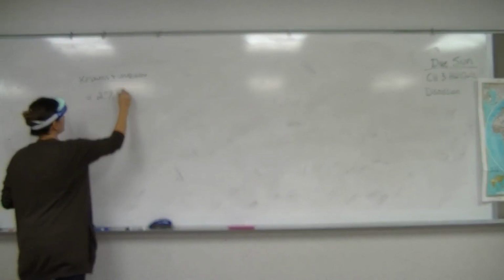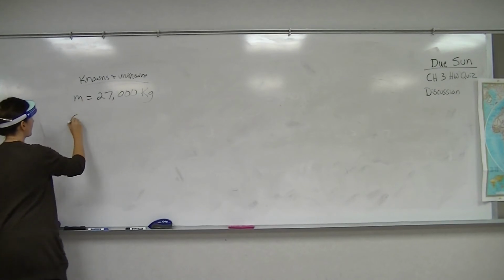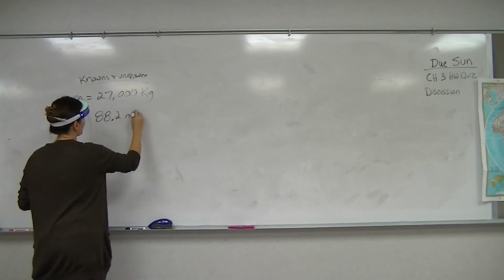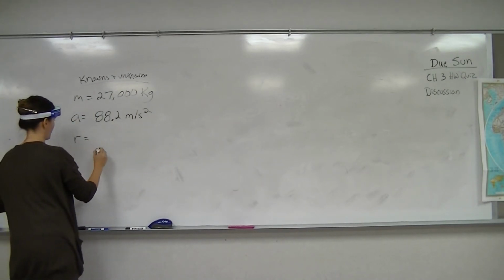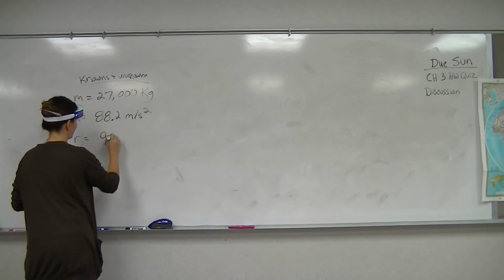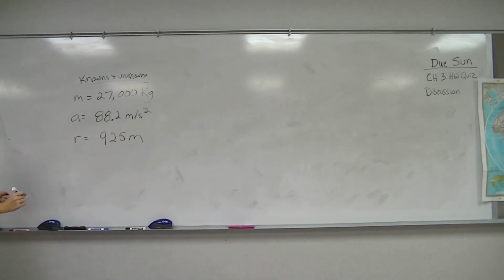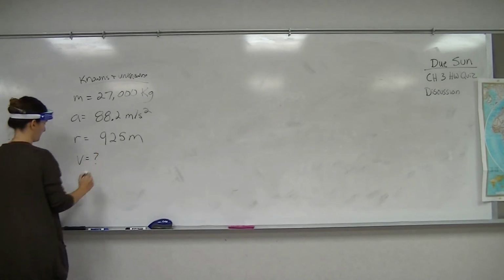What was the mass of the fighter jet? 27,000 kilograms. Acceleration is 88.2 meters per second squared. The radius of the curve is 525 meters. Then it says calculate its velocity. What is the centripetal force required to accomplish this?